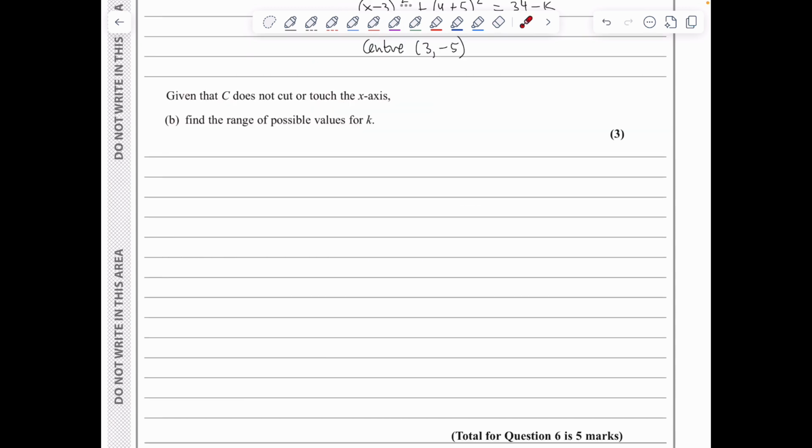Now in part B, we are told that C does not cut or touch the x-axis, and we need to find the range of possible values for k. Well, it makes sense to draw a quick diagram to see what's happening. We've got the axes here, we've got the circle which is centered at (3, negative 5). Now obviously this is the radius here, r, and the distance of the center from the x-axis, this distance here, is 5 units because the y-coordinate of the center is negative 5.